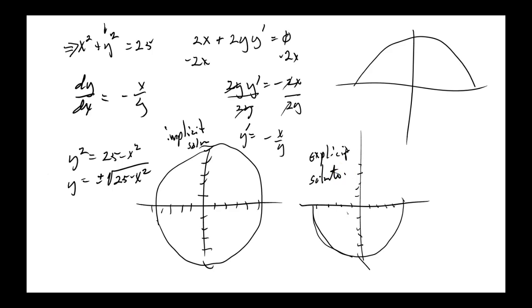Okay, now, both of these are explicit solutions. You can only do one at a time. That's your implicit solution.